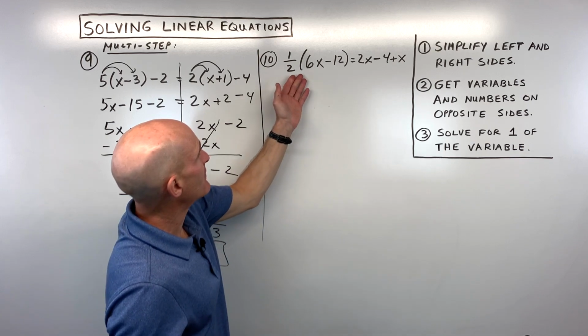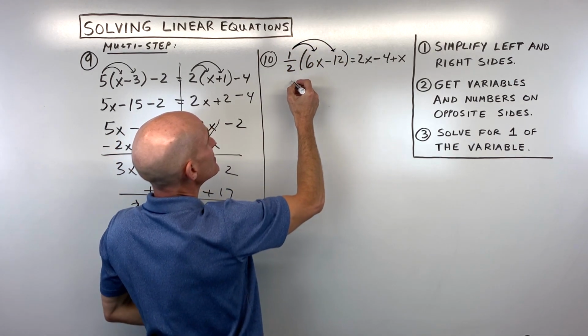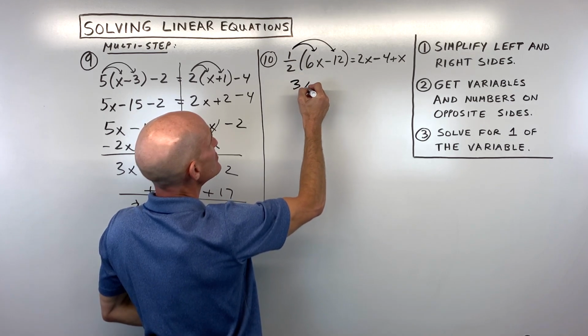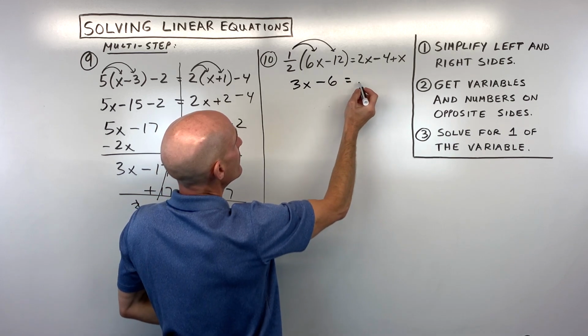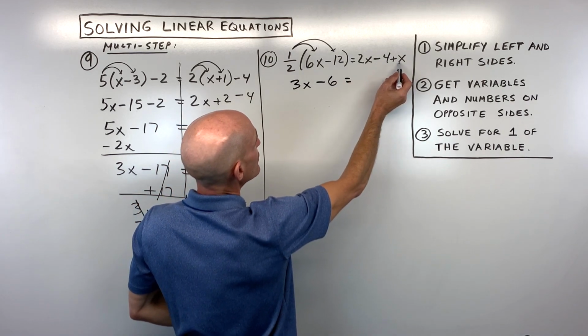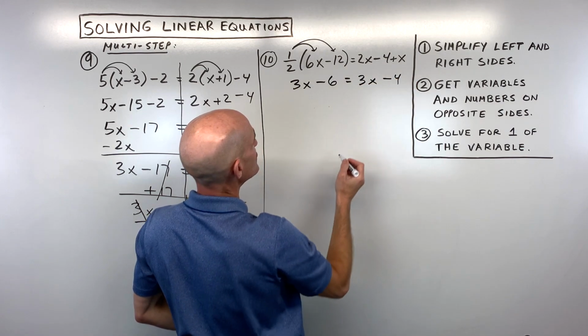So let's simplify the left side as much as we can. We're going to distribute the 1/2 into the parentheses. That's going to give us 1/2 times 6x, which is 3x. 1/2 times -12 is -6. Over here we've got 2x plus 1x is 3x, and I'm going to bring down the -4.